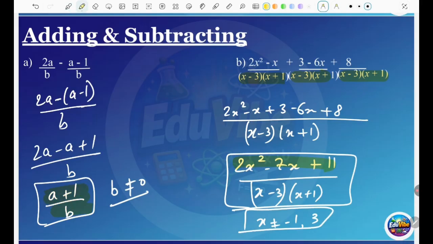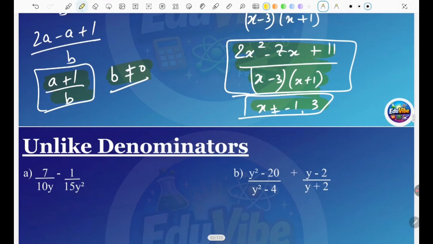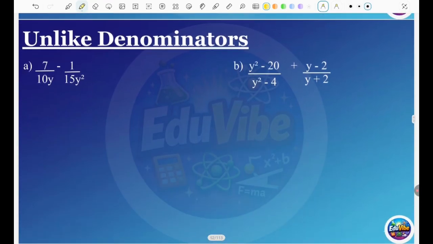So the non-replaceable values stay the same. Now you just add and subtract, where you have to take common denominators. Here the common denominators are the same, but if you have unlike denominators, you have to take care of some things when solving that type of problem.